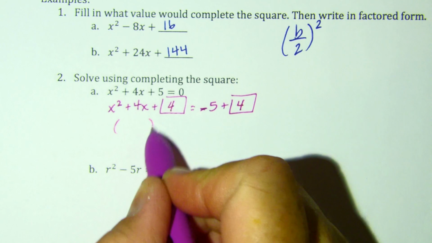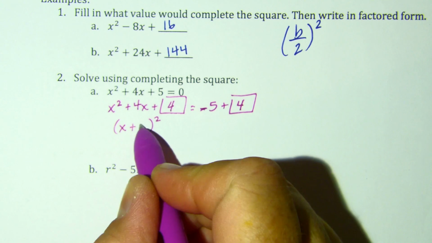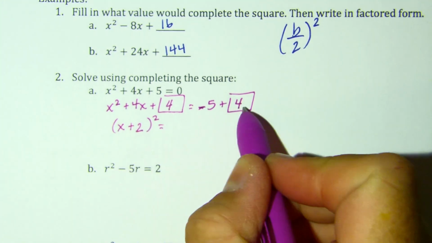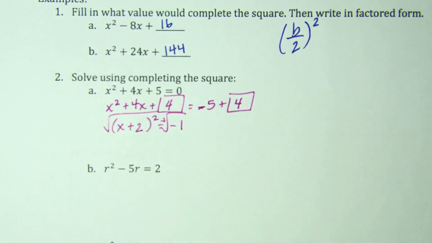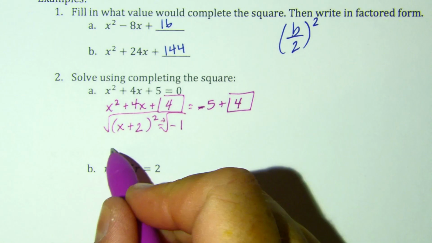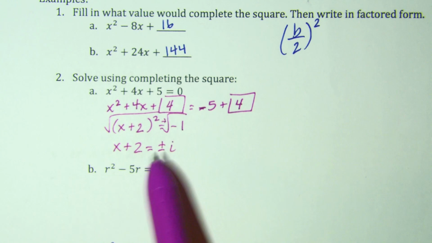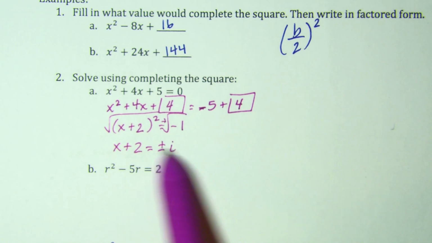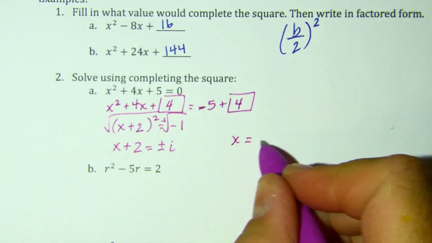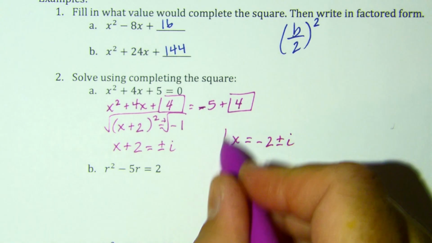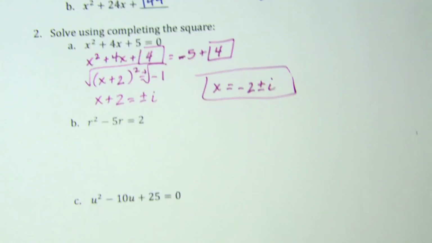And then I can go ahead and rewrite that as x and then my b value divided by 2. So +4 divided by 2 is +2. And then -5 plus 4 is -1. Square rooting both sides and putting that plus or minus sign in front. We know the square root of -1 is i. So this is x plus 2 is equal to plus or minus i. From here, all I need to do is get x by itself by subtracting 2. That's a real number. This is imaginary. It can't get combined. So I have x is equal to -2 plus or minus i. So completing the square allows us to also solve things with imaginary solutions.